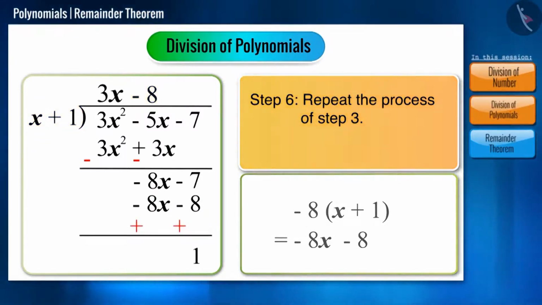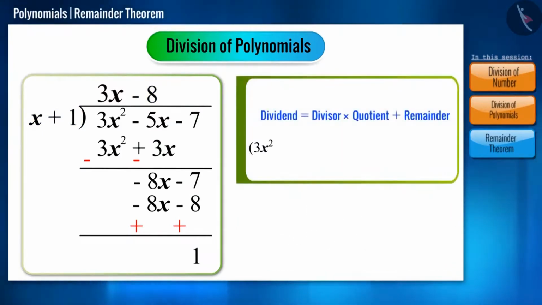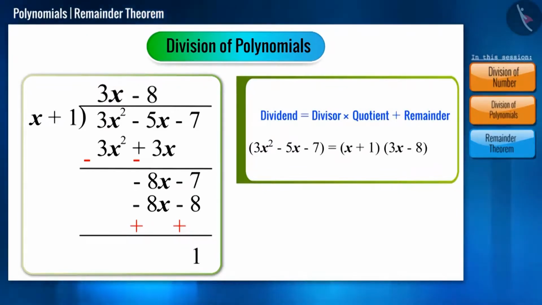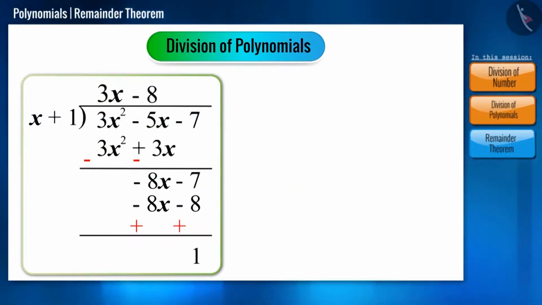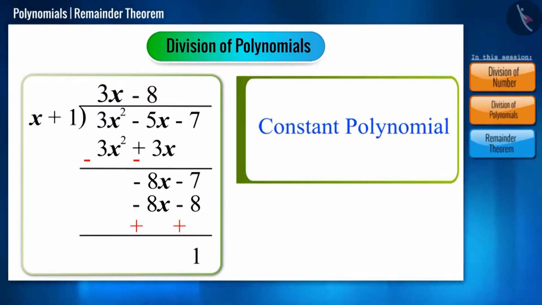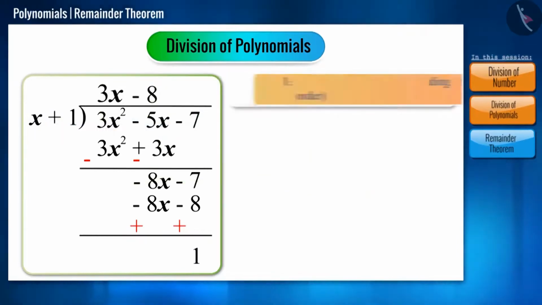We can represent this division in the form of 3x squared minus 5x minus 7 is equal to x plus 1 multiplied by 3x minus 8 plus 1. Friends, the division process will not be complete till we get the power of the remainder 1 less than that of the divisor. This means if the divisor is a linear polynomial, then the remainder should be a constant polynomial or any number or 0.